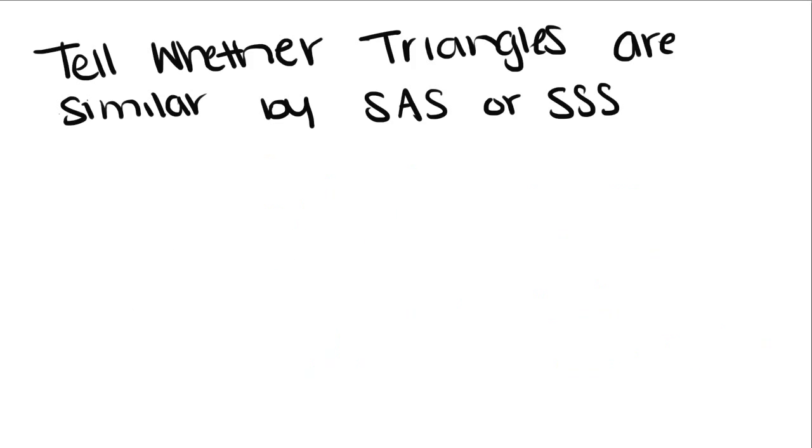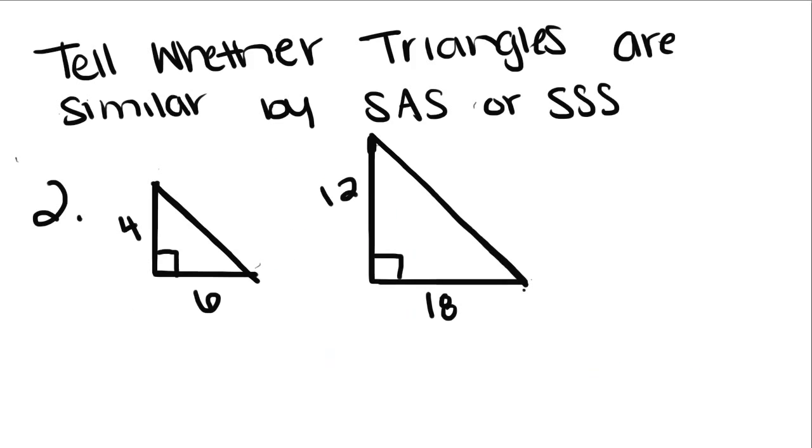So for the next one, we have these two triangles. We know that this is a right angle, this is a right angle, and we have these two side lengths. Since this is a right angle, its measure is 90 degrees. So that means that we're going to call this angle A and this angle D. So we know that angle A is congruent to angle D. So that's the A for this part.